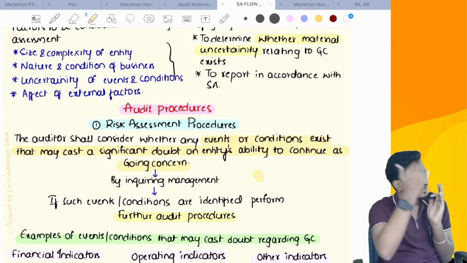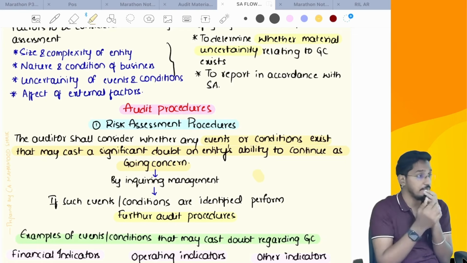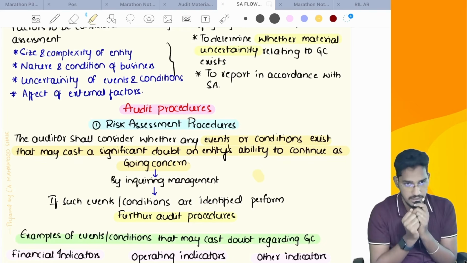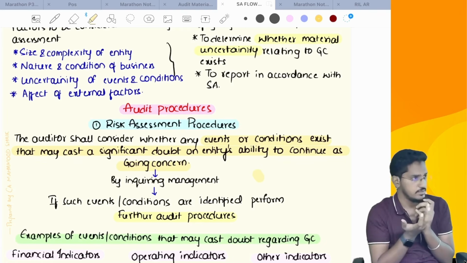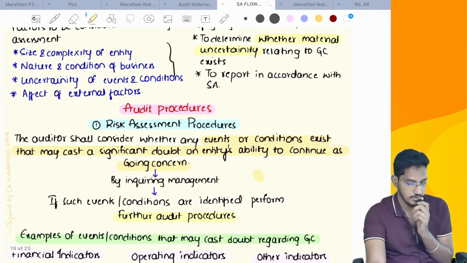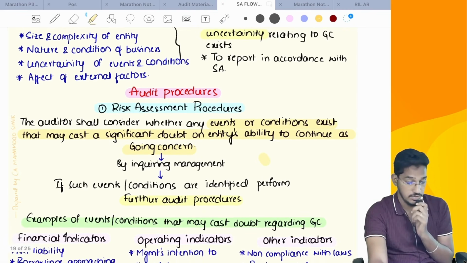More or less, if I put it the other way around, what they are trying to say is, find out whether there is any risk of material misstatement regarding going concern. That's what they're actually trying to say. Okay, clear and comfortable, everyone? Right. Next. What else do we have?